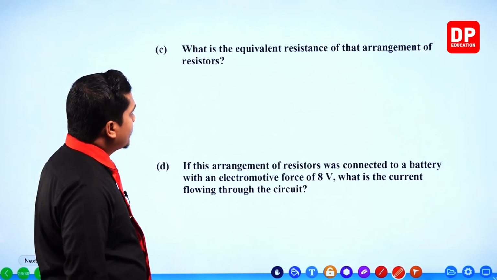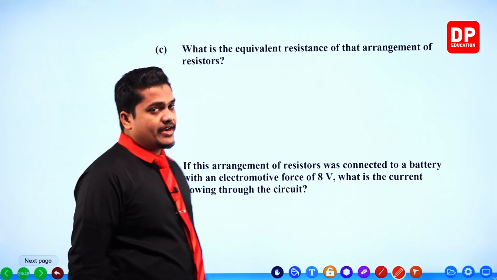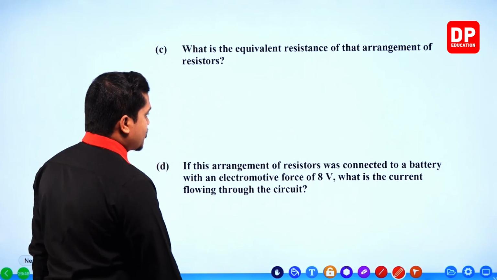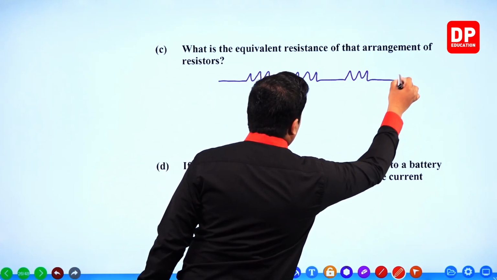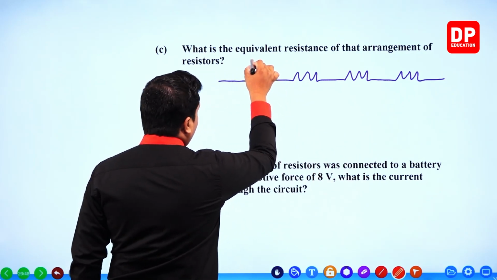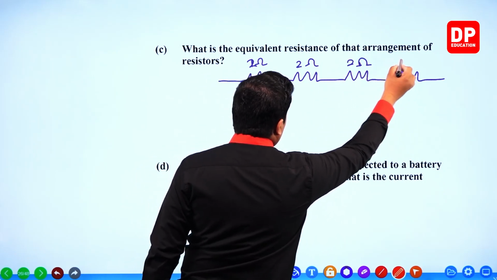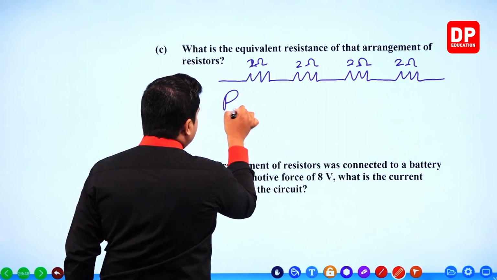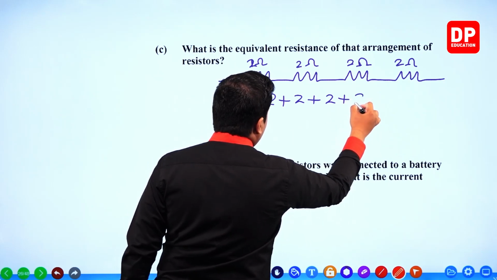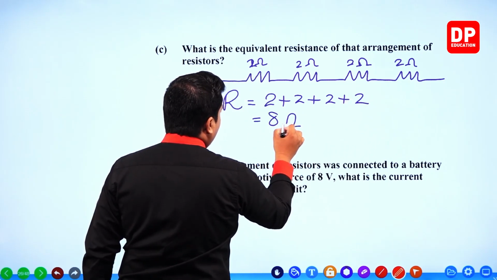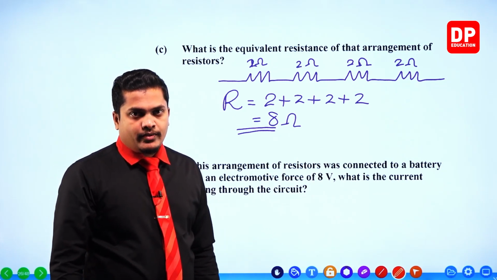Next one. What is the equivalent resistance of that arrangement of resistors? So you need to find out the equivalent resistance. When you connect 4 of these things together like this, this is 2 ohm, this is also 2 ohm. So the equivalent resistance R is equal to 2 plus 2 plus 2 plus 2, which is equal to 8 ohms, my dear children.